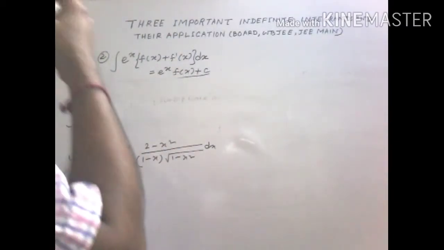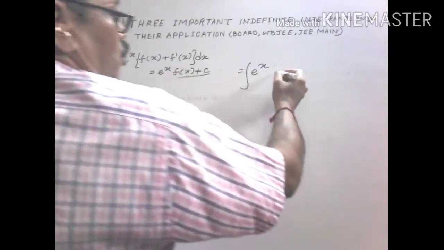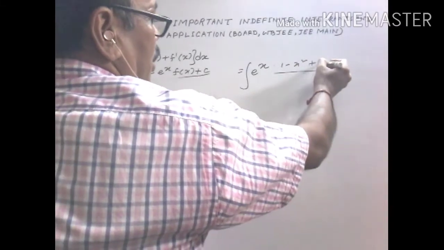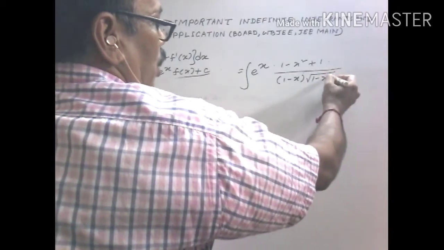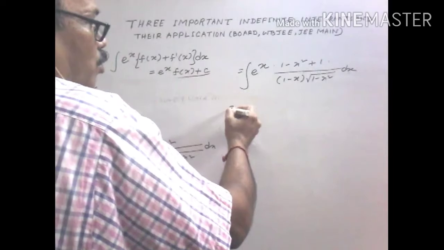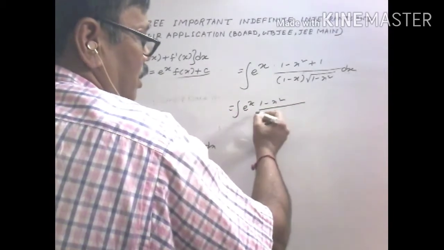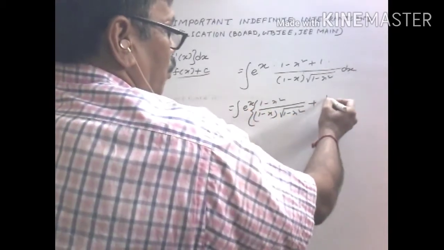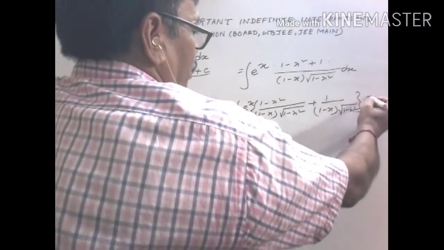So here e to the power x is given. Look, e to the power x, 2 minus x, and the denominator is 1 minus x square. So we can write it in this form: 1 minus x into root over 1 minus x square dx. Now look, this one is e to the power x, 1 minus x square, 1 minus x into root over 1 minus x square plus 1 by 1 minus x into root under this.